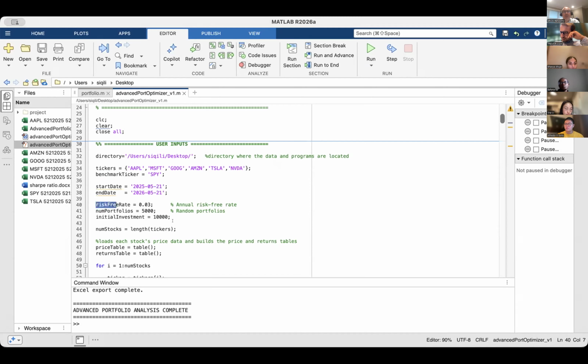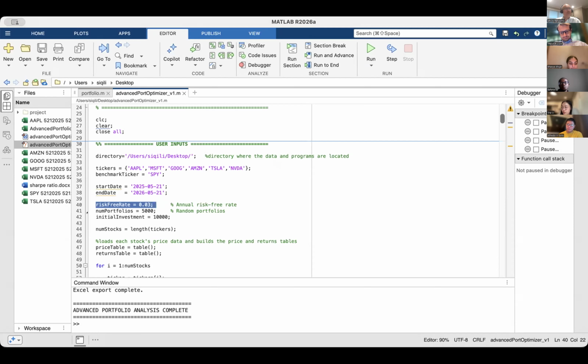Then we can also change the risk-free rate, which is right here. We've set it to 0.3, but we could set it higher or lower, which will affect the Sharpe ratio. A higher risk-free rate makes it harder for a portfolio to look attractive, obviously.